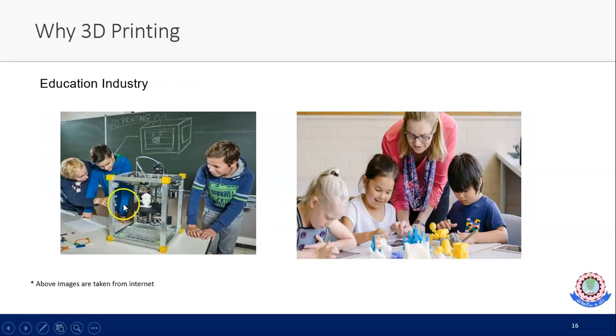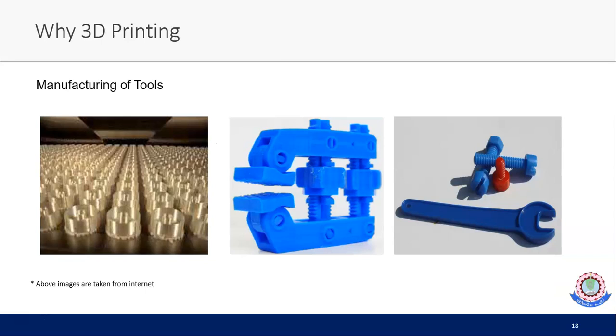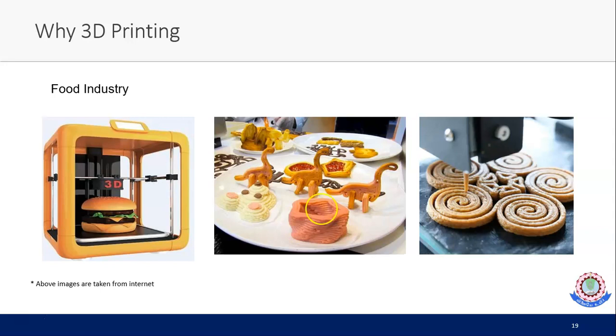Education industry, again, you can have a real prototype so that the students can understand easily, right? The education industry also uses 3D printing. Functional prototyping, one example is Lamborghini. This is a very costly car, and a high performance car. They use 3D printing to develop some of the models, right? Some of the products. Similarly, tools, right? Tools also we can make with the help of 3D printing. Food industry, I said you can make food as dinosaurs or other shapes, right? With 3D printing, we also use it in the food industry.